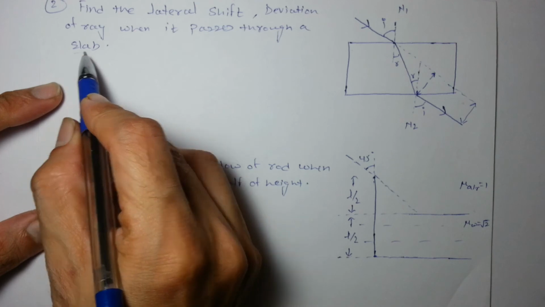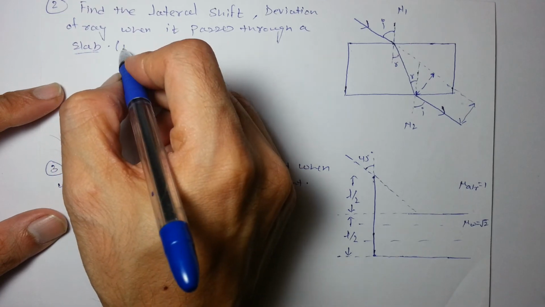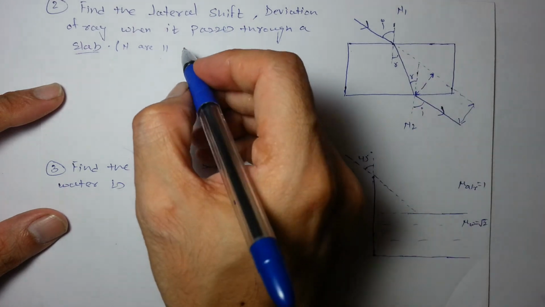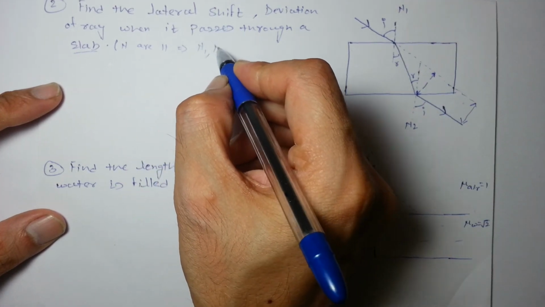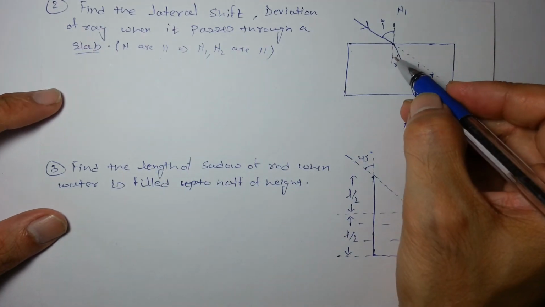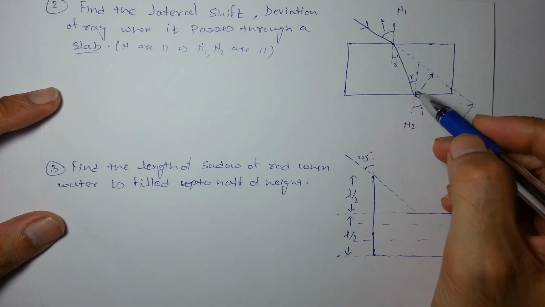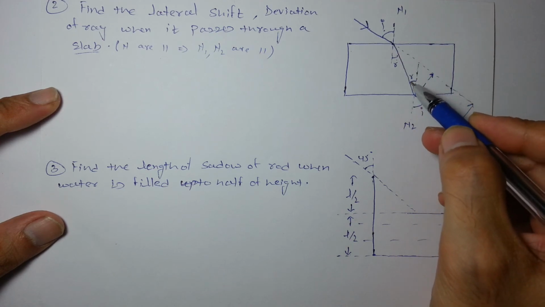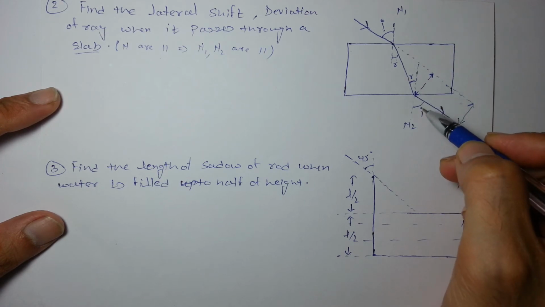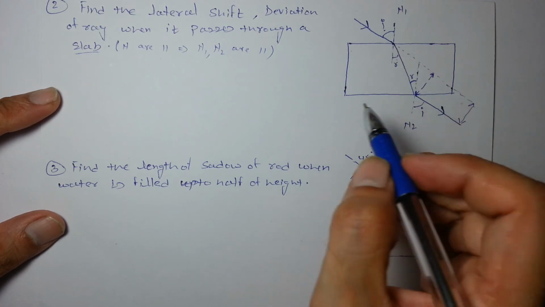So what do you mean by a slab? A slab has parallel normals. So N1 and N2 are parallel. That is the property of the slab. So we can say if this angle is I and this is R, by simple geometry we can say this angle will be R, and using Snell's law I can easily prove that this angle will be again I. So the ray emerges out parallel to the incident ray, so there is no deviation.